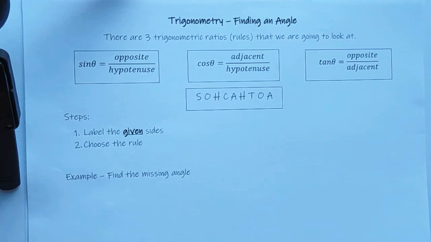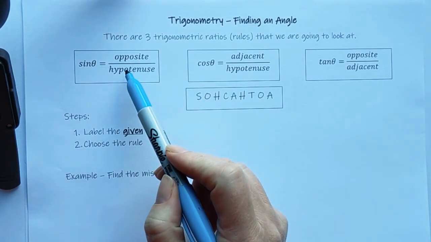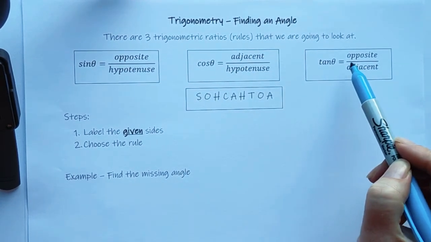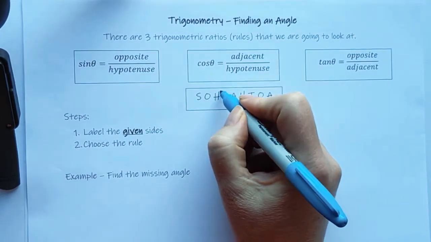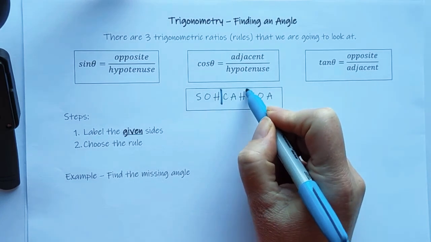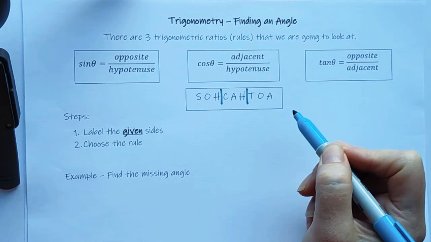Okay, today we're going to have a look in trigonometry at finding an angle that's been given or that's missing in a triangle. We're going to use our three trig ratios. The three trig ratios are sine theta equals opposite over hypotenuse, cos theta equals adjacent over hypotenuse, and tan theta equals opposite over adjacent. You can remember it by sine is opposite over hypotenuse, cos is adjacent over hypotenuse, tan is opposite over adjacent, SOHCAHTOA.